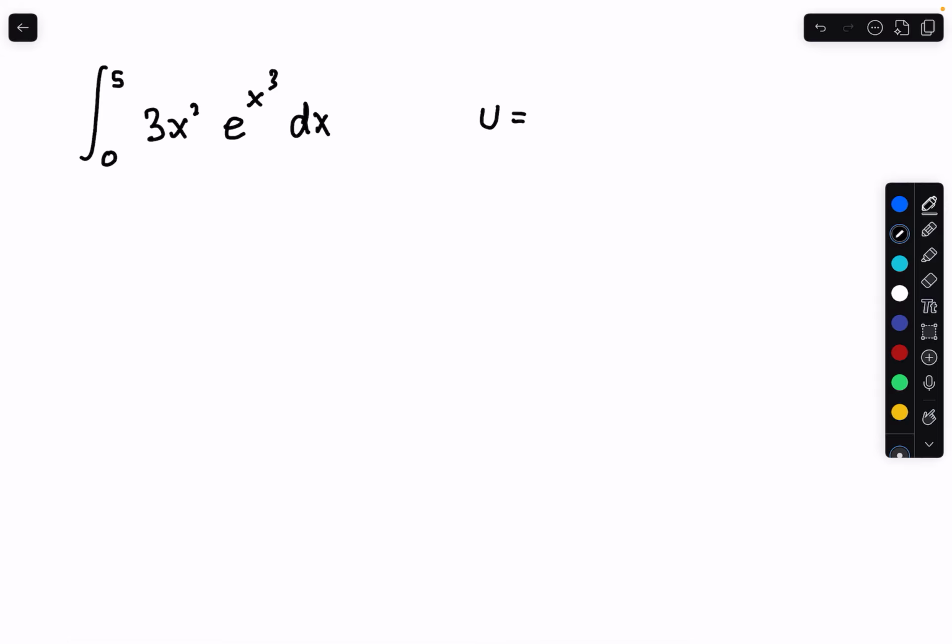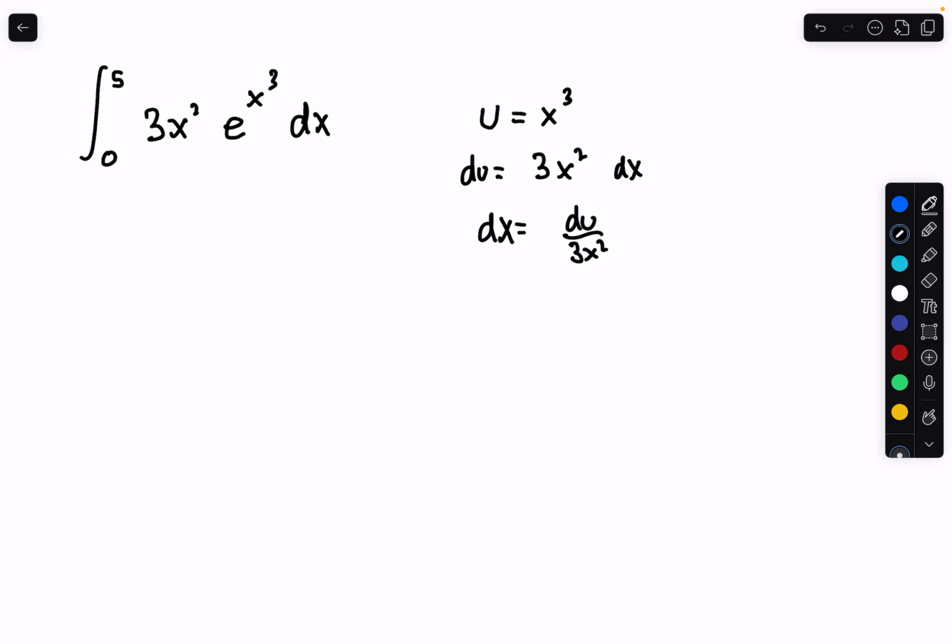We're going to say u is equal to x to the 3. When we take the derivative, we get du is 3x squared dx. Now if we want to rearrange for dx, we get dx is equal to du divided by 3x squared.